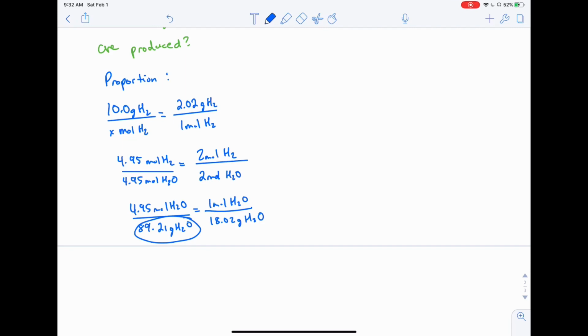So one way to set up this problem, step by step: we go to moles, then we need to convert. Once we get to moles, we convert between the two substances, and now we have the new substance, and we can convert back to grams here.